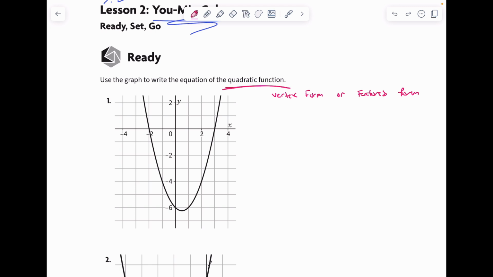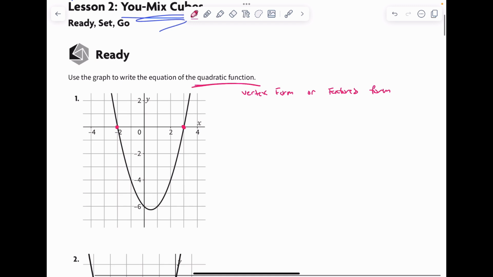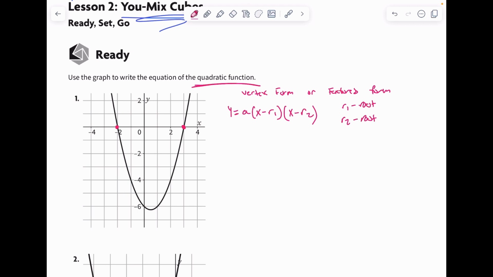So what I'm going to do here, let me make sure my microphone's on. Yes, okay. I'm going to look at the solutions, so at the roots. This is a root and this is another root, okay? So in factored form, we want y is equal to a, that's your leading coefficient, times x minus root 1 times x minus root 2, okay? R1 is a root and R2 is another root. A root is a solution, remember that. So these are solutions to this quadratic function.